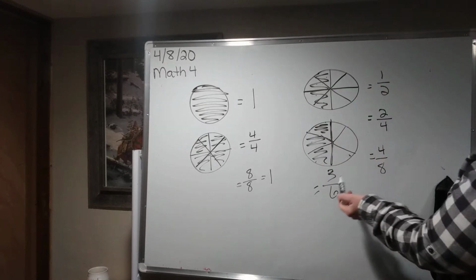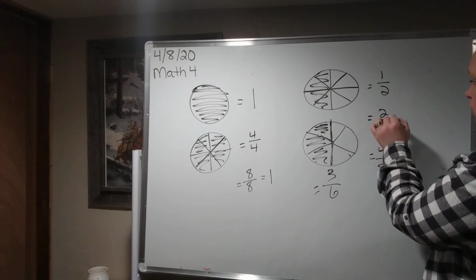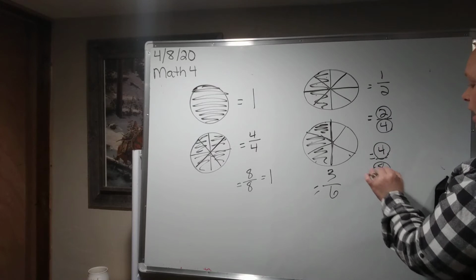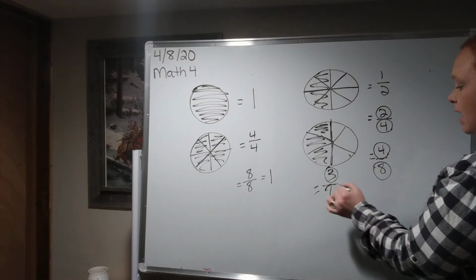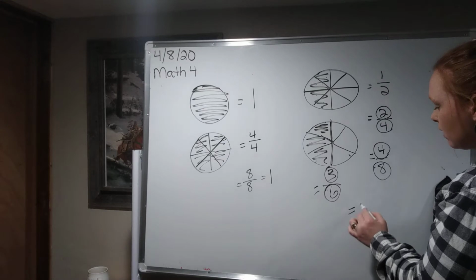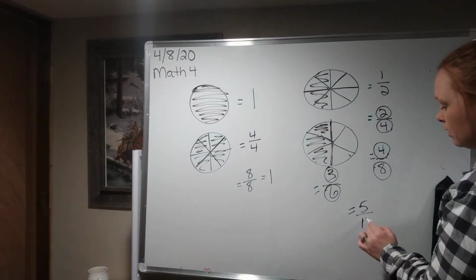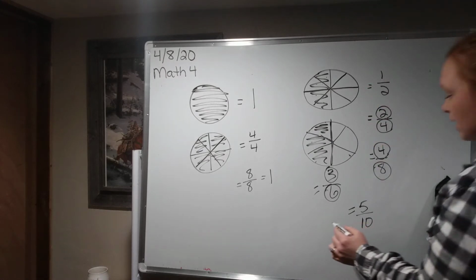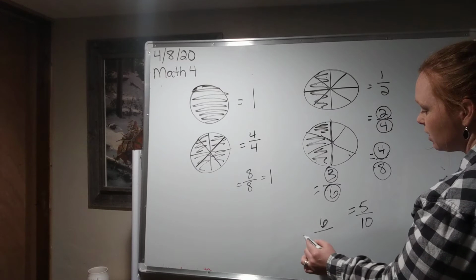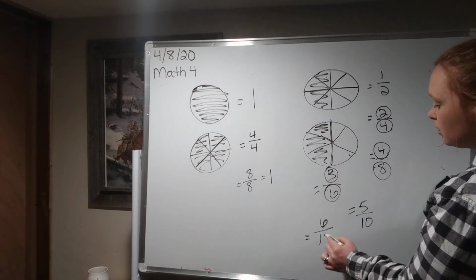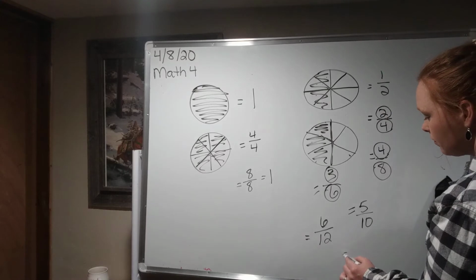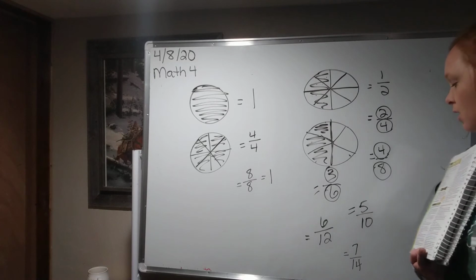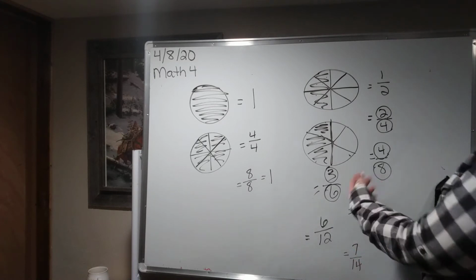So 2/4, 3/6, 4/8. Can you see how 2 is half of 4? And 4 is half of 8. And 3 is half of 6. So let's think of some other ones. 5 is half of what number? 10. So 5/10 and 1/2 mean the same thing. Let's think about if we had 6 on the top. What would make this half of a pizza? You're right, 12. 7/14. And we could go on and on and on with fractions that are equal to 1/2.